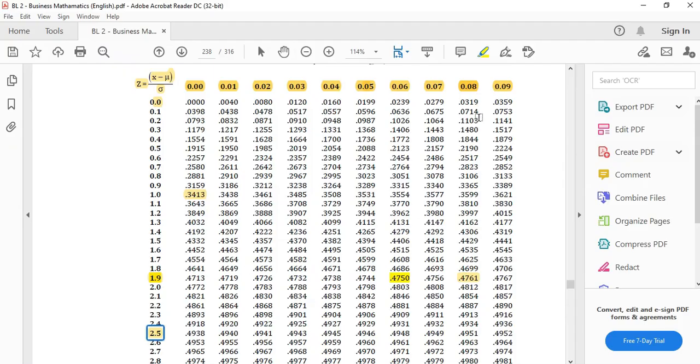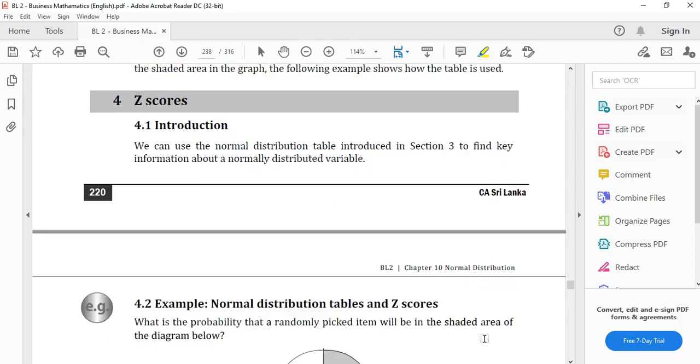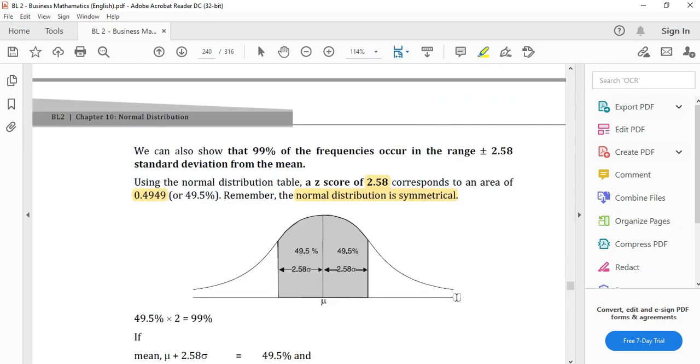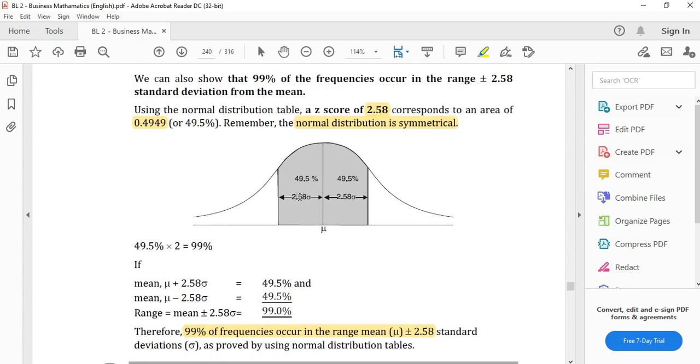So for 0.08 I come vertically to reach the value 0.4951, which is straight horizontal to 2.5. So 0.4951 means 49.51%. Is that the answer? Yes, it is 49.51%. They have missed the one, but no problem anyway. Small decimal gaps will be there, students, but no problem.